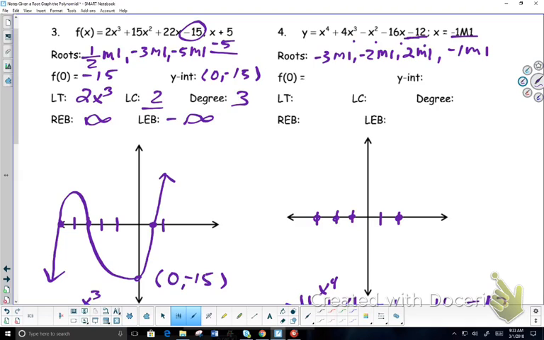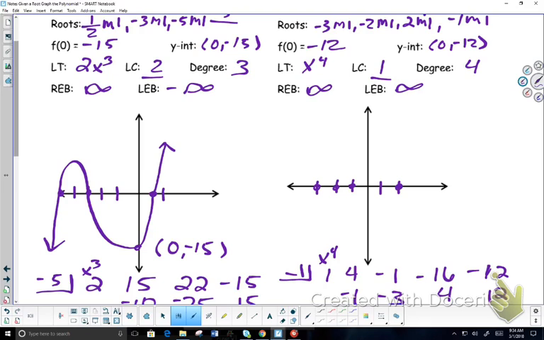My y-intercept is going to be negative 12, because if I plugged in 0, that would be the answer I would get. My leading term is x to the 4th, leading coefficient is 1, and degree is 4. The right inbound, because my leading coefficient is positive, will go to infinity. Since my degree is even, my left inbound will go the same direction. So I'm going to go to my right side, and it's supposed to go up. After that, it's going to cross. Oh, I have a root. Here's 0, negative 12. Sorry, I have a y-intercept, 0, negative 12. Plot that as well. It's going to come down.